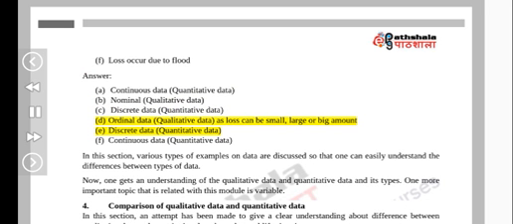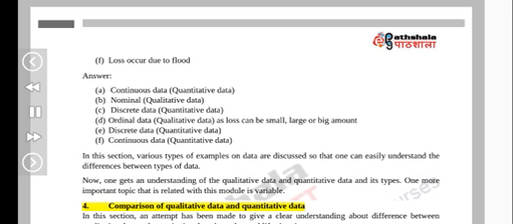E. Discrete data, quantitative data. F. Continuous data, quantitative data. In this section, various types of examples on data are discussed so that one can easily understand the differences between types of data. Now, one gets an understanding of the qualitative data and quantitative data and its types. One more important topic that is related with this module is variable.